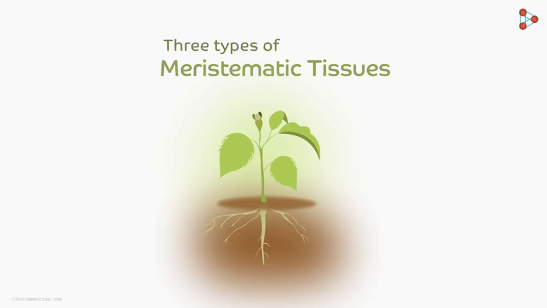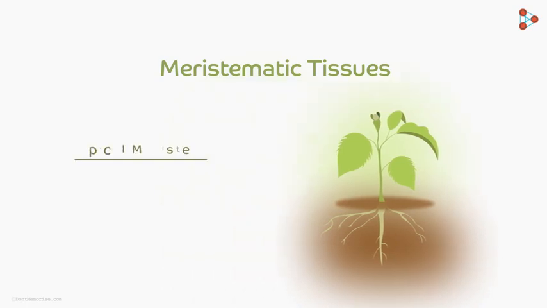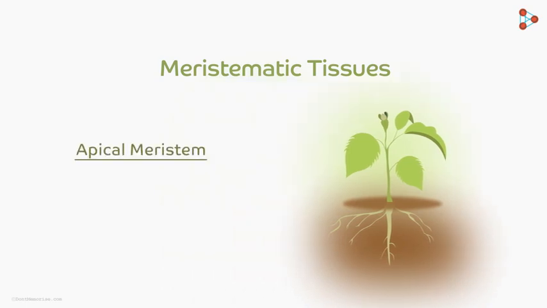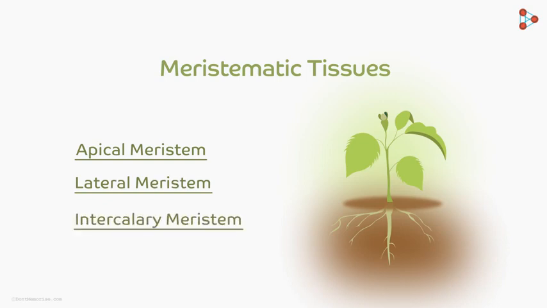3 different parts. That's correct. 3 different parts have meristematic tissues. The meristematic tissues in each of these parts have different names. Let us look at the 3 main types of meristematic tissues. The first is the apical meristem, the second is the lateral meristem, and the third is the intercalary meristem.